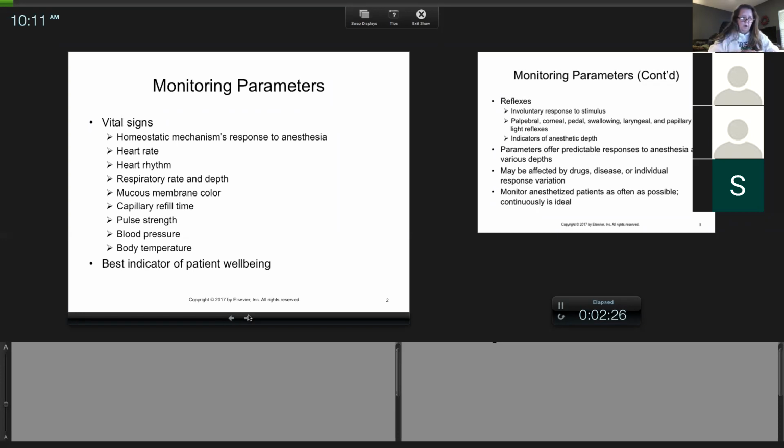The difference between heart rate and rhythm. A heart rate is just how many beats per minute, okay? And we're going to go over what is normal for a patient's heart rate during anesthesia. Like, when do I worry?